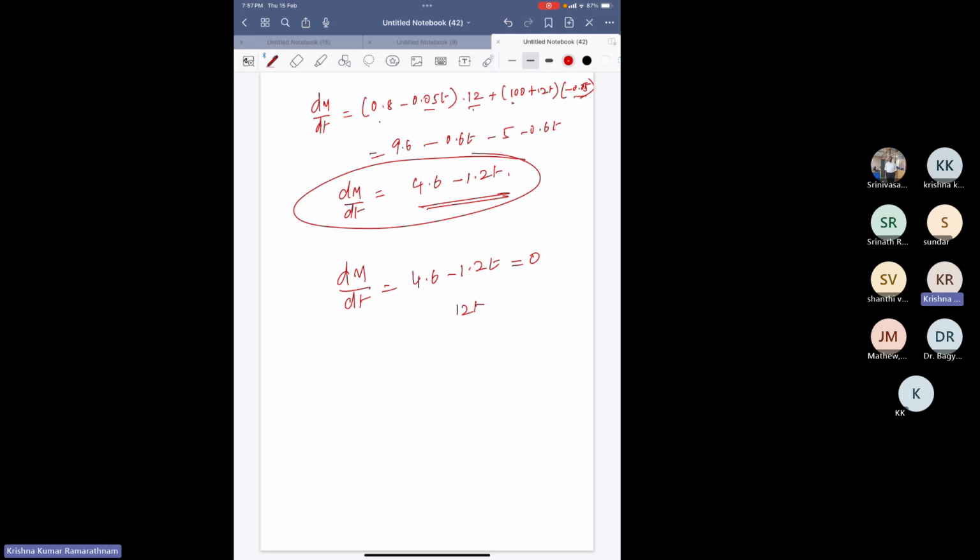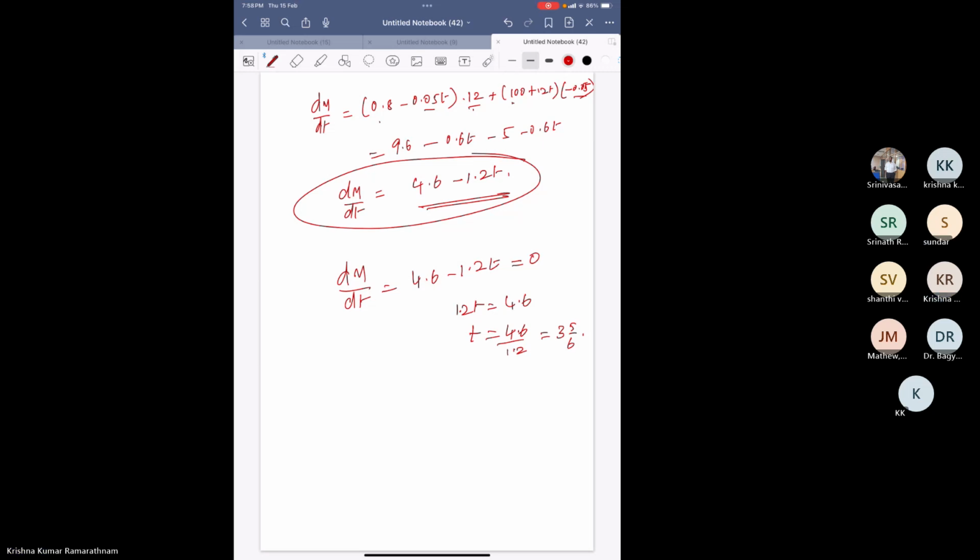So 1.2t is equal to 4.6, taking it to the other side. So t is equal to 4.6 divided by 1.2. So this would be the time, a little over 3. But I don't know yet whether it's a maximum or a minimum. How do I find out? Second derivative, the slope of the slope.